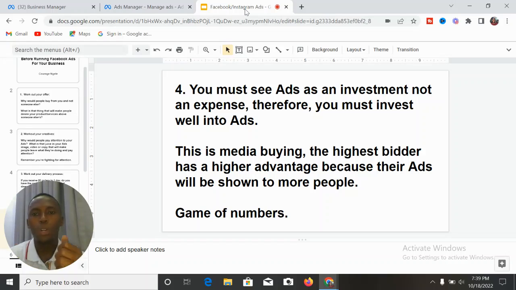Stop spending all those small 1,000, 1,500 a day and expecting and crying when you don't see results. Those days are gone. These days you invest because you know that advertising is an investment and not an expense.